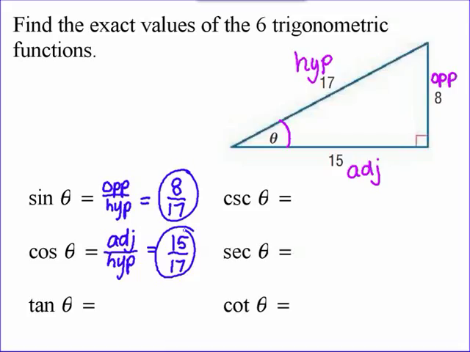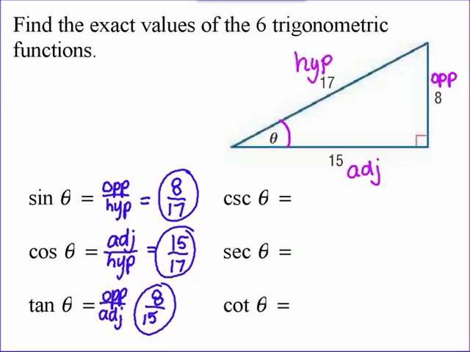Tangent. What's tangent going to be? Opposite over adjacent. So what's that going to be? 8 over 15. Now, if you remember on the very first page, I wrote something else by tangent. What was that? Sine over cosine. So another way you could find tangent would be to take 8/17 divided by 15/17. And believe it or not, your 17s are going to cancel and you're going to have 8 over 15.